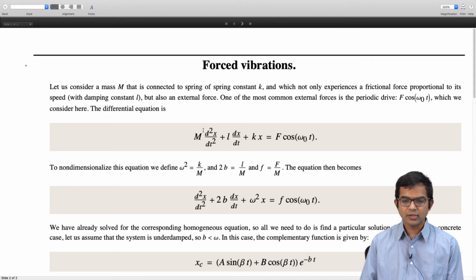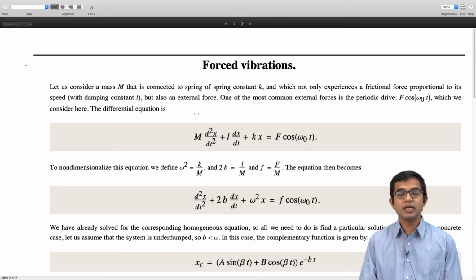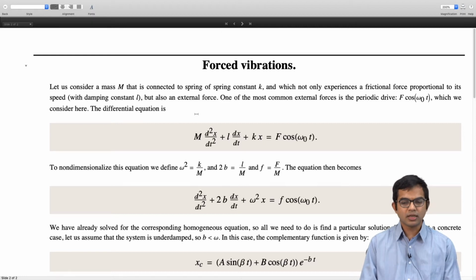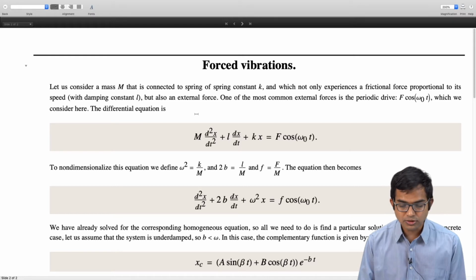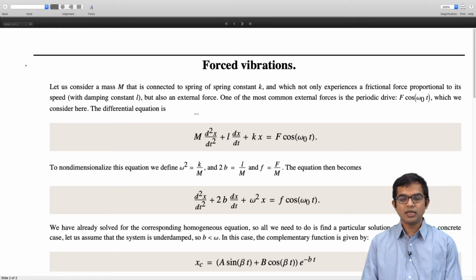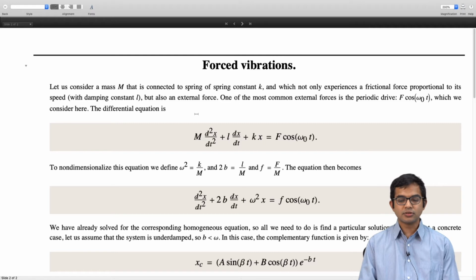And so the differential equation here is just m times d squared x by dt squared plus L times dx by dt plus kx is equal to F times cosine of omega naught t, right? So it's useful to define these quantities. Omega squared is equal to k by m, b is equal to L by 2m, like we did earlier, and also introduce a small f equal to F by m. So our differential equation now becomes d squared x by dt squared plus 2b times dx by dt plus omega squared x is equal to f cosine of omega naught t, right?